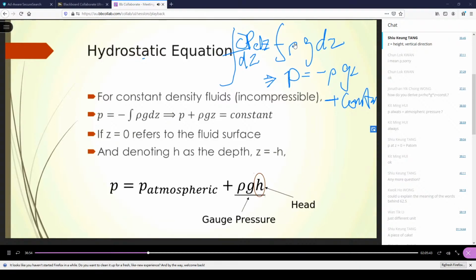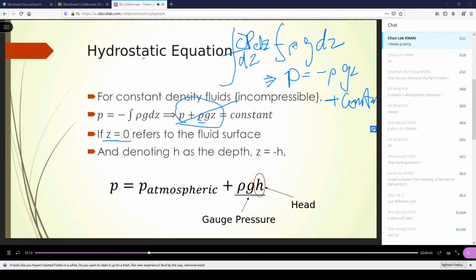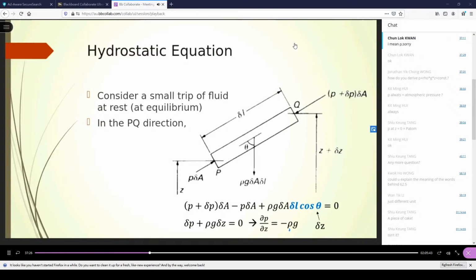So P again, it's the equation. P plus rho g Z equal to constant. And so if you choose Z to be the pressure at the surface, rho is density, right? We go back to the previous slide right here. This is density. It is the density of the fluid under consideration.